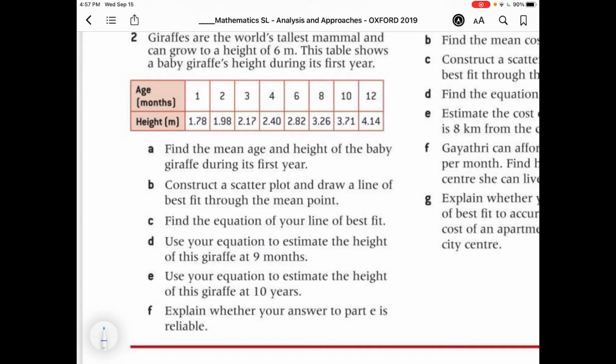We can construct a scatter plot and try and go through the mean point. We could find the equation of the line of best fit. Those are all things that we're going to be able to do better computationally in a minute anyways. But just taking a look at these two here, D and E.